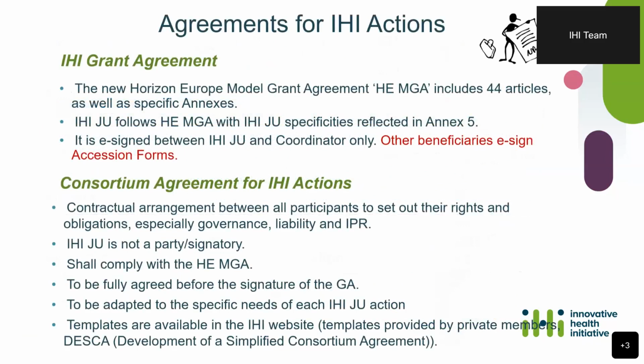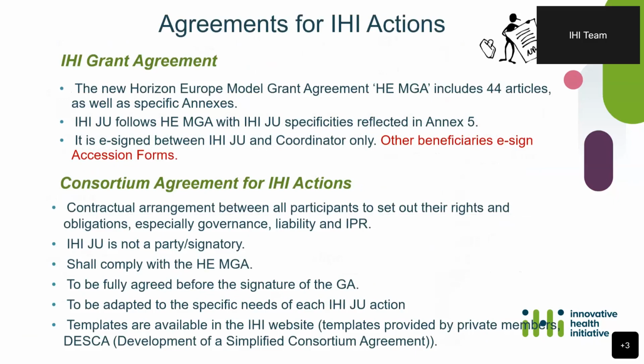Just to ensure everyone's aligned, we have basically two agreements. They sit side by side. The first one is the IHI grant agreement, which is the main agreement. That is signed by the coordinator of the actual action. It's signed by IHI, and then the other beneficiaries in the project will sign what's called an accession form shortly thereafter, whereby they join the agreement.